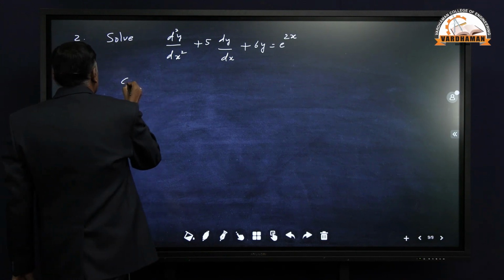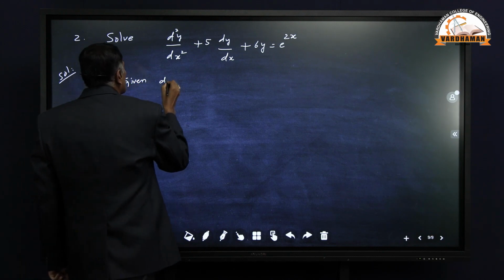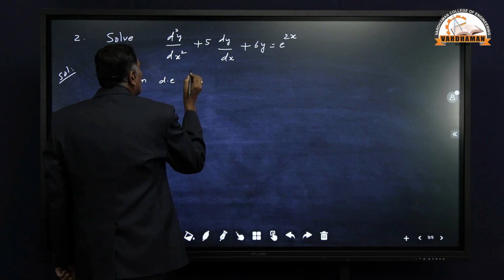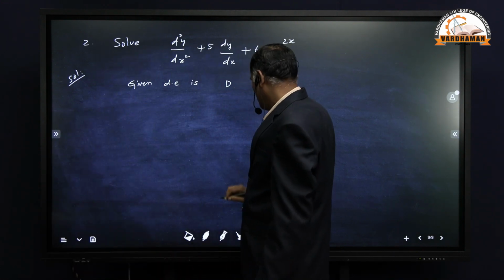Now first write down what is given. The given differential equation is, straight away I am writing it in operator form.